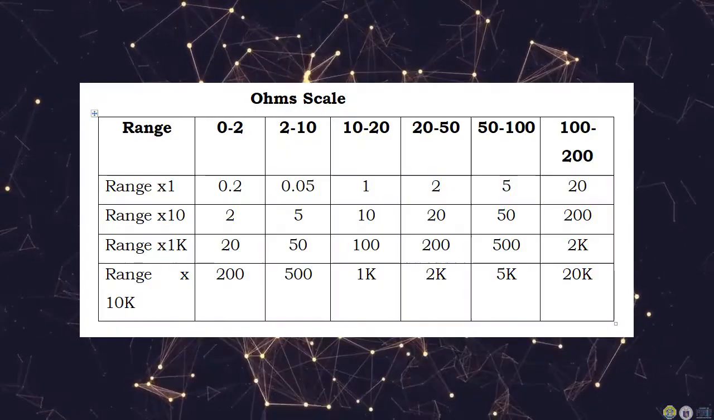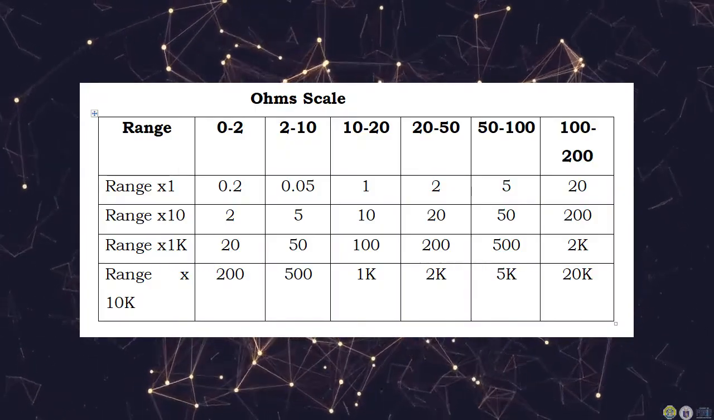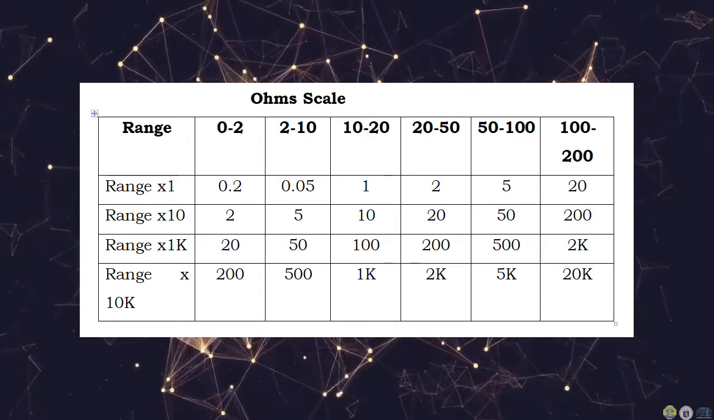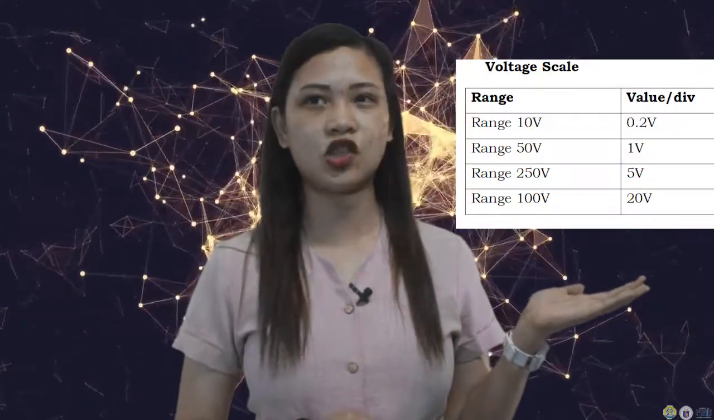How to read the meter scale of the multitester or the multimeter. The unit of measurement used to determine resistance is the ohm. To determine the resistance range of the multitester, see the table below. This is the ohm scale. Here is an example of the reading. Here is an example of the voltage scale.